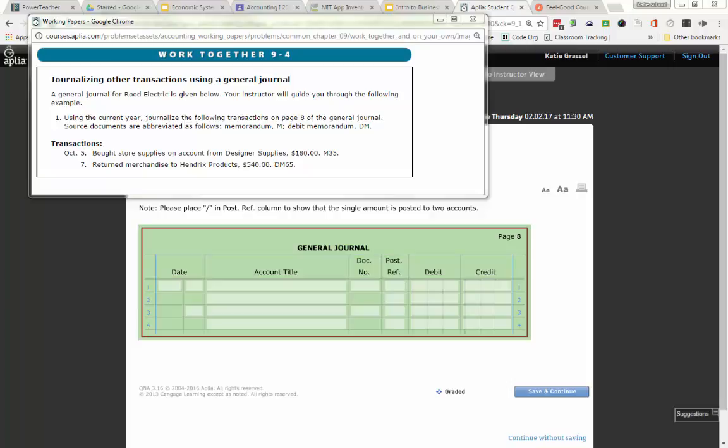Solid? So for our transactions, we have a general journal for Rood Electric, and we're going to use the current year and journalize the following transactions on page 8 of a general journal. Source documents are abbreviated as follows: M for memorandum and DM for debit memorandum. We've dealt with the memorandum before, but we're going to deal with the DM today, and I'll cover that when we get to that transaction.